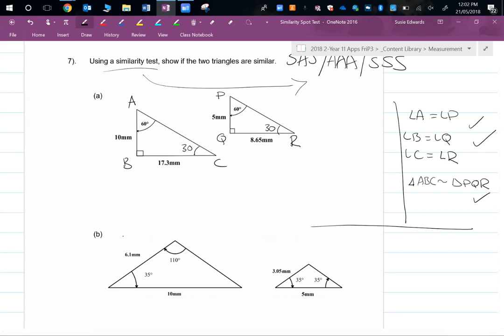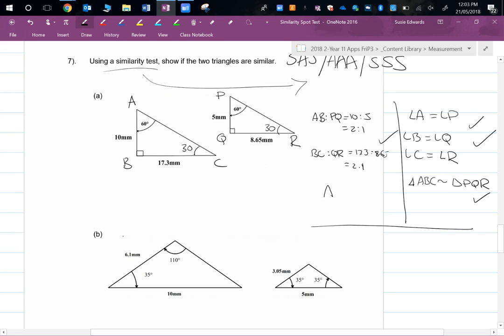The other way is to say the 2 sides. So you could say AB to PQ are in a ratio of 10 to 5, which is 2 to 1. BC to QR is in a ratio of 17.3 to 8.65, which is a ratio of 2 to 1. You'll get 1 mark for saying both sides are in a ratio of 2 to 1. If you wrote that in words, that's fine.